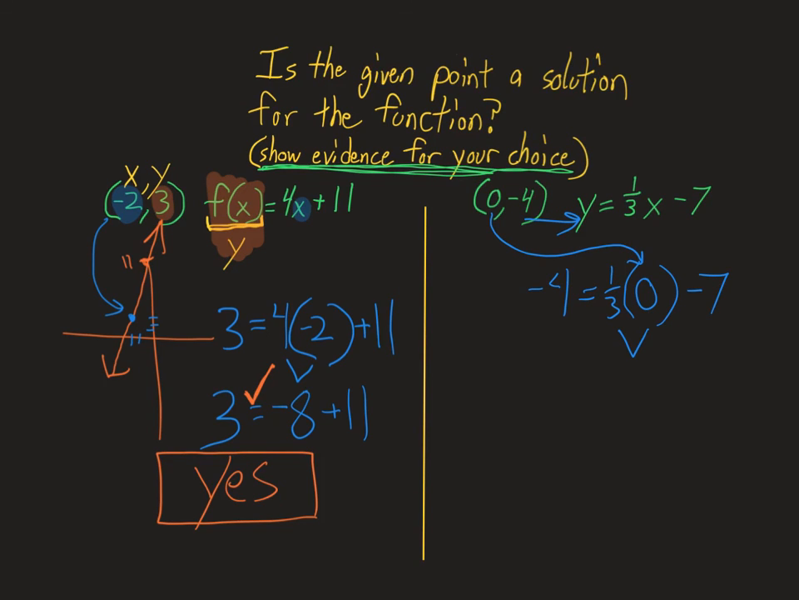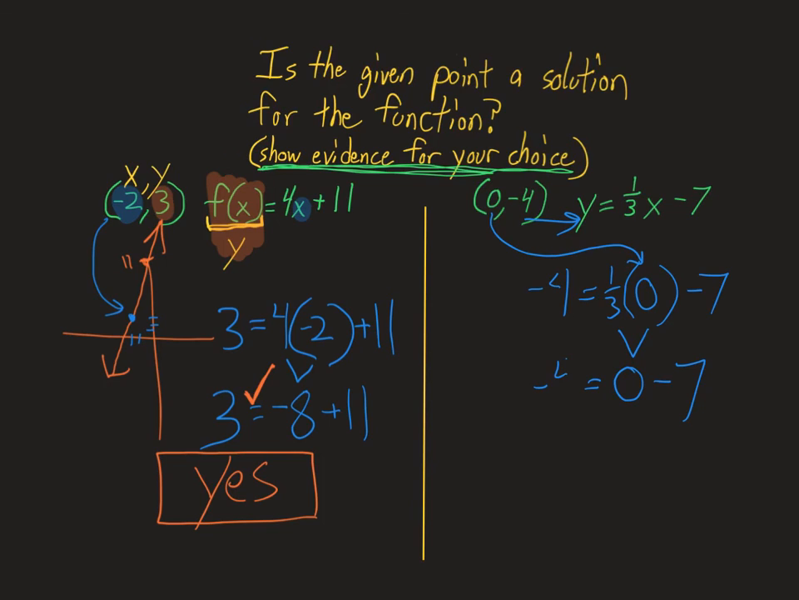Remember, 0 times anything, that's the, I don't know, the something property of multiplication. What an awesome math teacher you guys have. I don't even remember. I forgot the name of it, but 0 times anything makes 0. Okay, that's a property of 0 in multiplication.